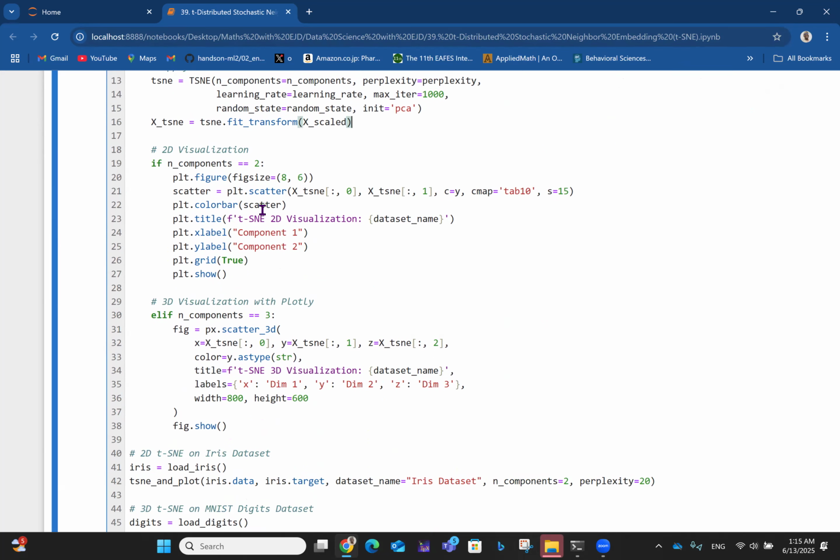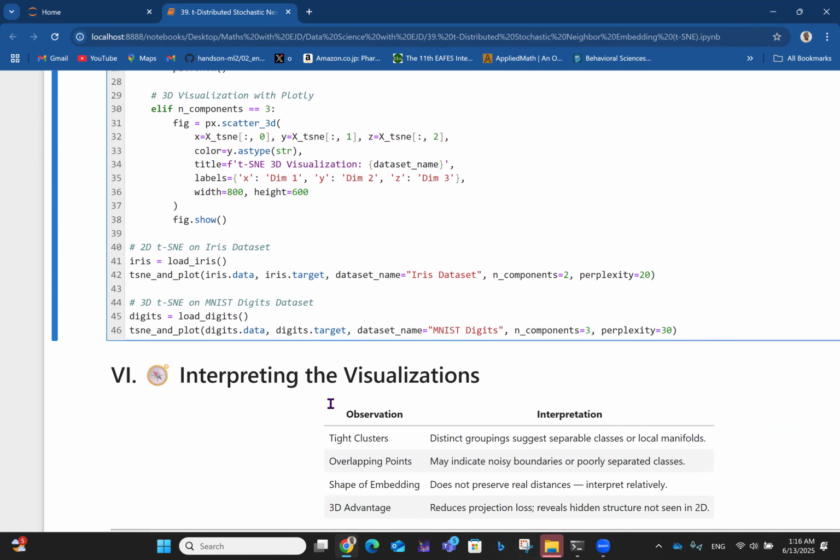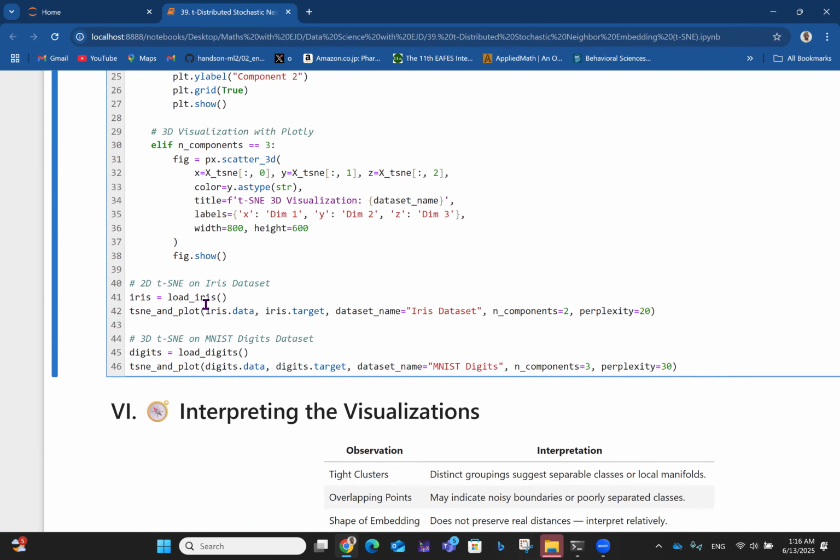Now for 2D visualization, you come to all this. So if n_components is equal to 2, then you do a 2D visualization, and then you also have 3D visualization. Elif n_components is 3, then you do a Plotly 3D scatter plot. In lines 40 to 42, you have the two-dimensional representation for the iris dataset, while for the three-dimensional representation we are using load_digits, which is the MNIST digits dataset. And then you plot that also.